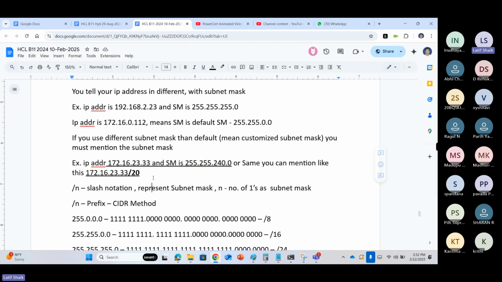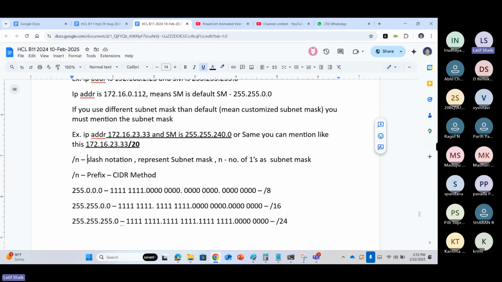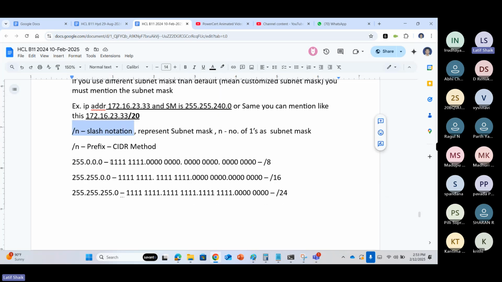Okay. These subnet masks you can write completely, like 255.255.255.0 or 255.255.240.0. You can also represent the subnet mask using slash notation. We call it a prefix, or the CIDR method, classless inter-domain routing. To write it in slash notation, the number of ones in the subnet mask is the slash notation.